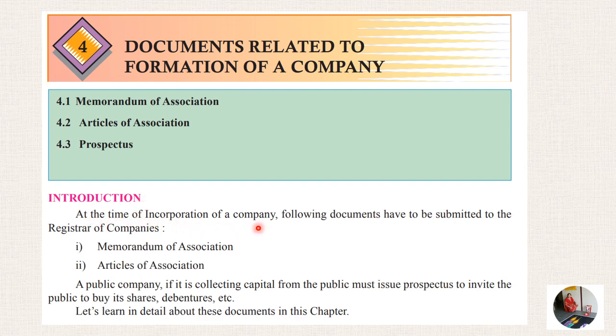At the time of incorporation of a company, that is, when a company is forming, certain documents are required to be submitted to the Registrar of Companies. Documents such as Memorandum of Association and Articles of Association are necessary. A public company, if it is collecting capital from the public, must issue a prospectus to invite the public to buy its shares, debentures, or any other securities. We will learn about these documents in this particular chapter.